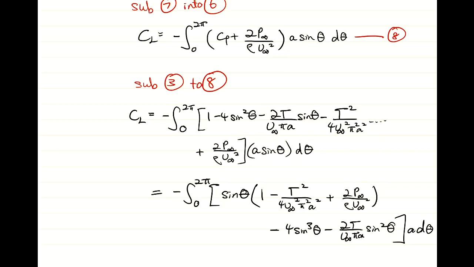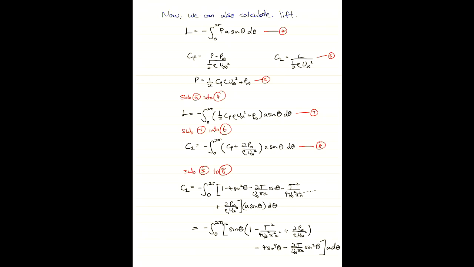Yep. So the integral of sine theta is easy, right? So we know how to integrate this, but these two terms are a little bit tricky, right? Sine cube and sine squared. So you have to expand this using your trigonometry identities. How do we do that?